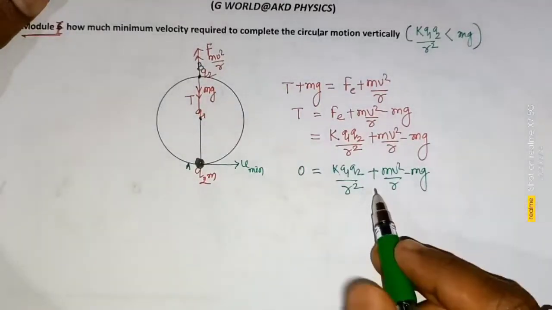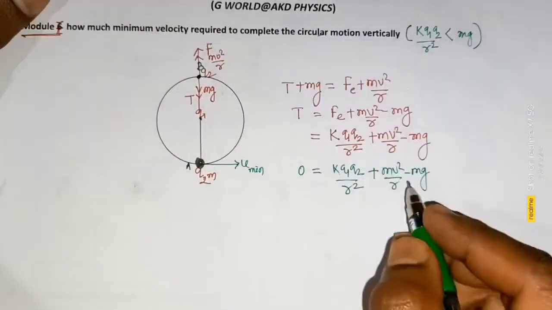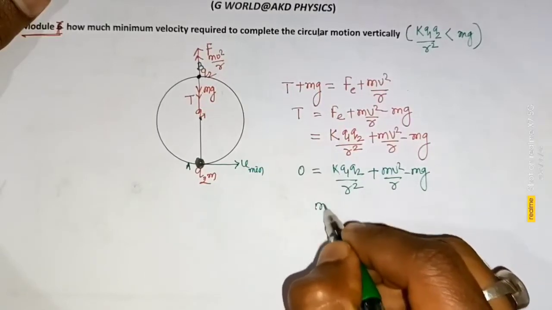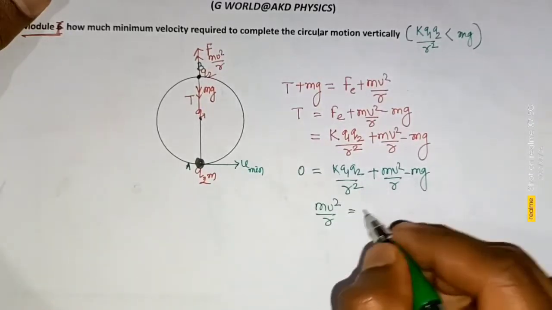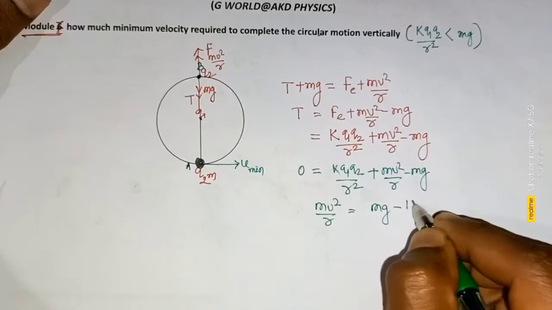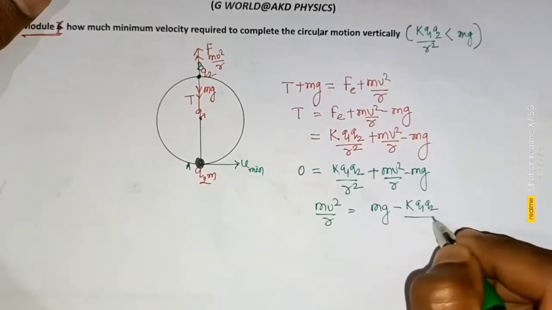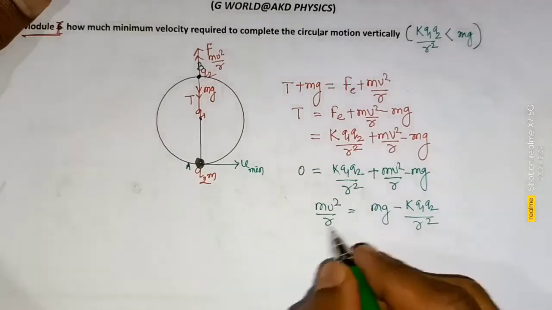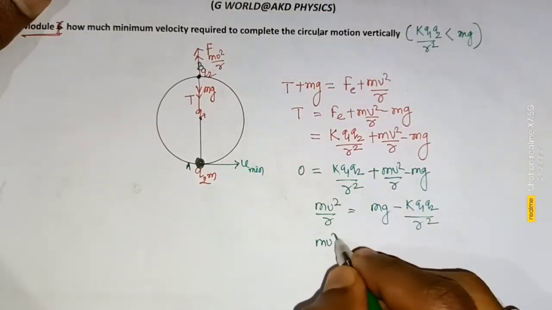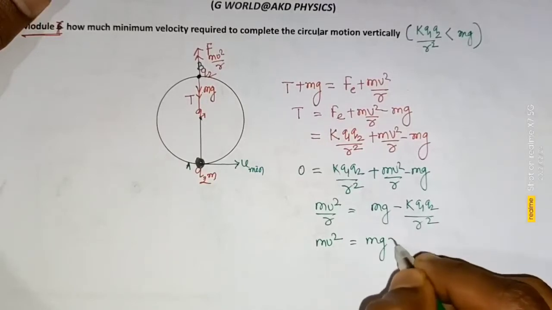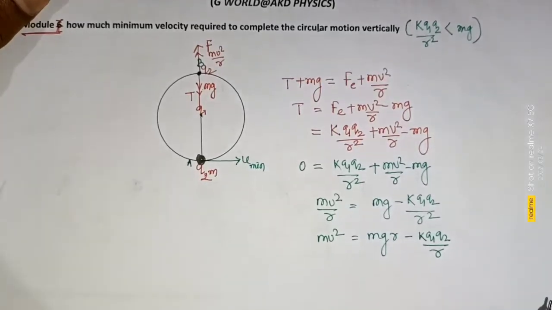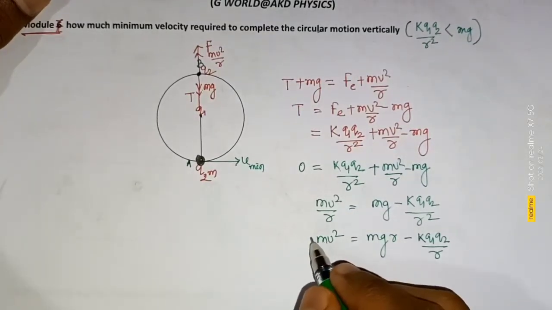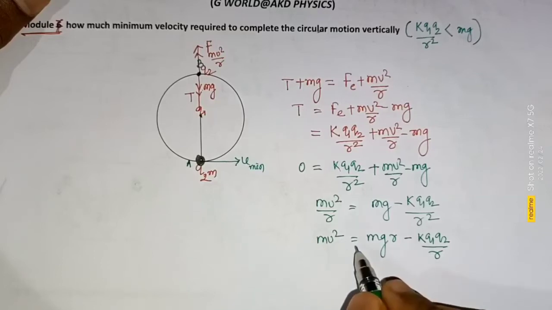I am using the condition that tension at the topmost point is minimum. So here I can say mv square by r, I'll keep on this side. What comes out is mg minus k q1 q2 upon r square. So mv square equals mgr minus k q1 q2 upon r. I hope one can easily understand these mathematical calculations. Not a big deal at all.